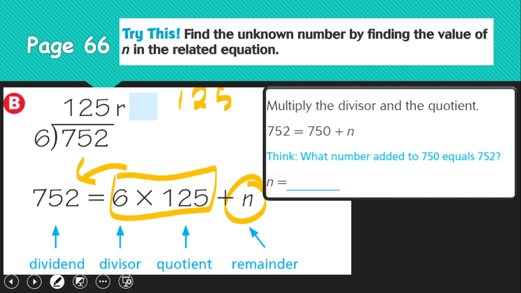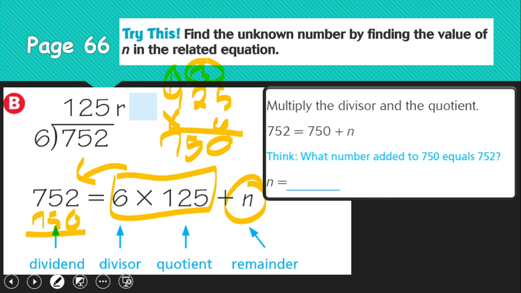125 times 6. 6 times 5 we get 30. Bring the 3 up here. 6 times 2 is 12. 12 plus 3 is 15. Bring a 1 up here. 6 times 1 is 6. 6 plus 1 is 7. So you have 750. Now you want to take your answer away from 752, so that you can find out what your remainder is. And we find out that 2 is your remainder.